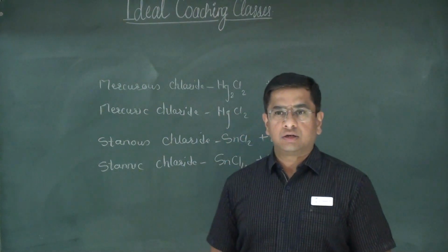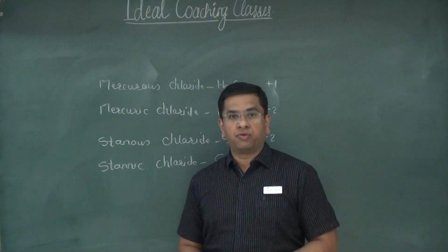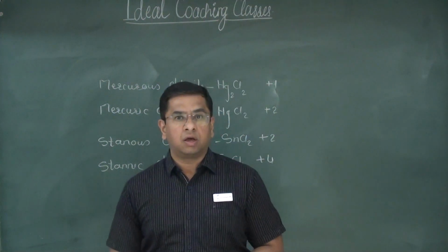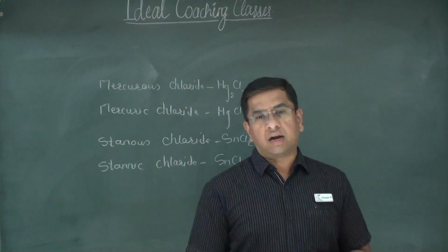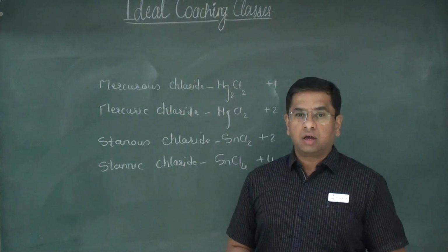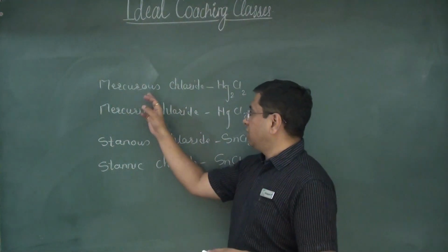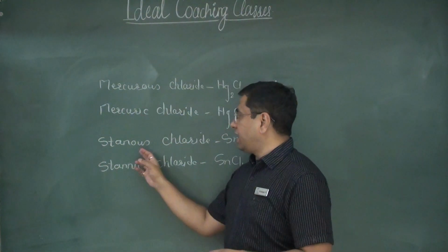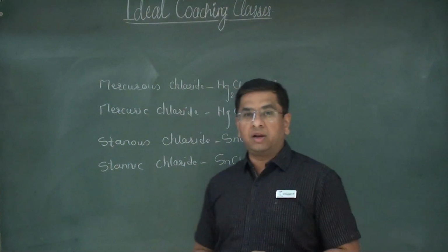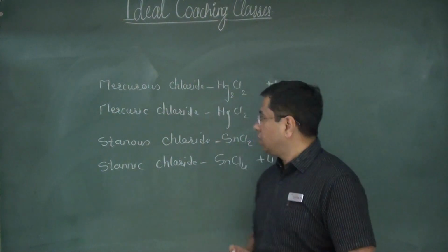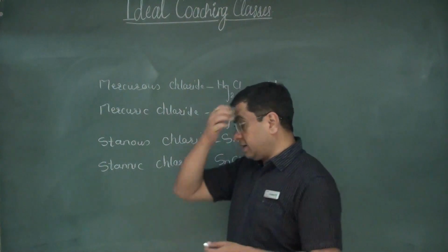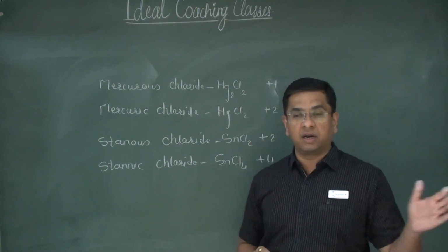Hello students, we're coming down to the fifth lecture of the foundation course, and as usual we'll be starting with the homework which I had given. The homework was mercurous chloride, mercuric chloride, stannous chloride and stannic chloride, the formulas of this compound and the associated valency. Okay, so let us start there, and then we'll be revising a few things which we have studied in the past few lectures.